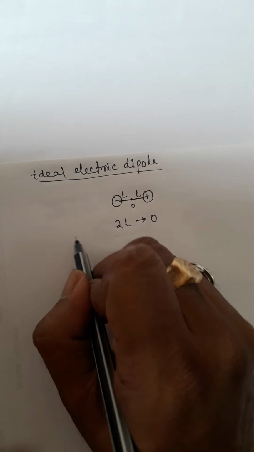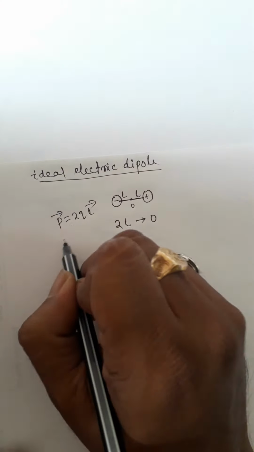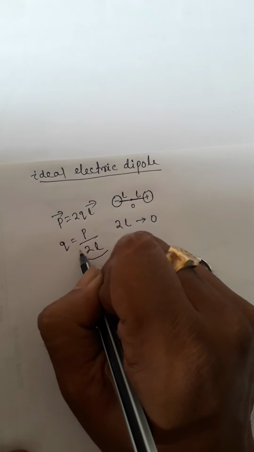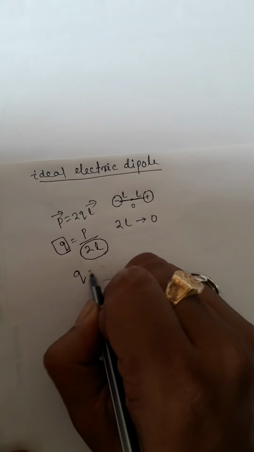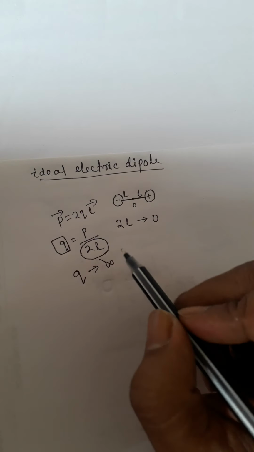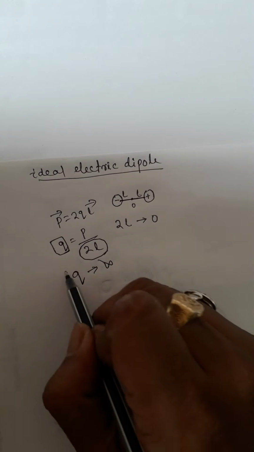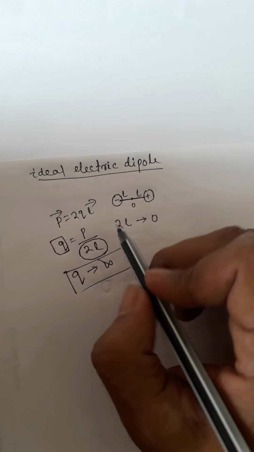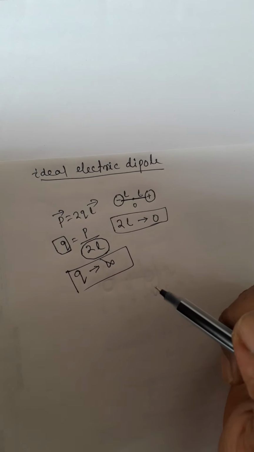We know the formula p is equal to 2qL, or q is equal to p by 2L. If this distance 2L is 0, then the magnitude will be infinity. q tends to infinity. So an ideal electric dipole is that dipole whose charge magnitude tends to infinity while the separation between them tends to 0. This is the condition for an ideal electric dipole.